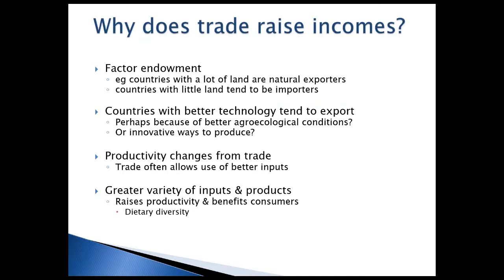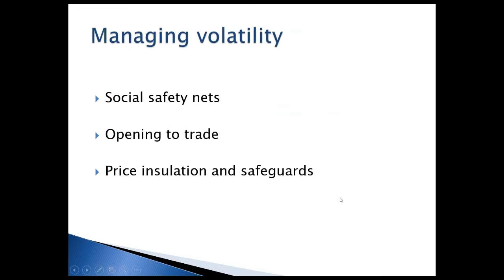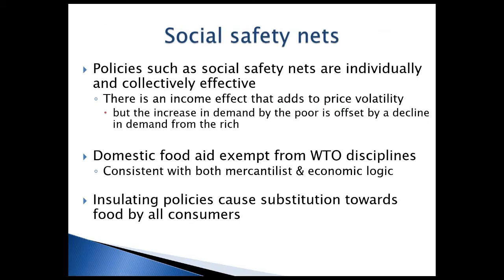That can have important benefits, and greater variety of inputs and products can also raise productivity. And of course, trade in agricultural products helps dietary diversity. Managing volatility, social safety nets, opening to trade. In many countries, a very popular thing is to reach for things like price insulation and safeguards, and that raises all sorts of difficulties.